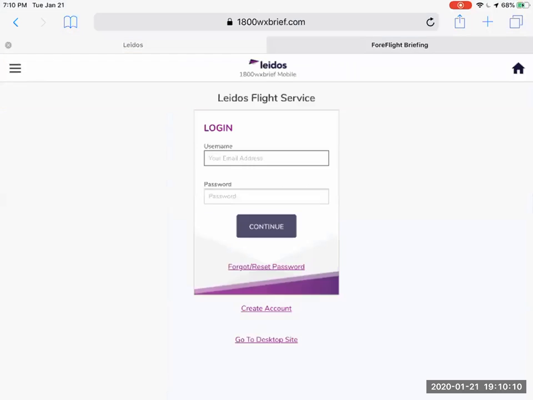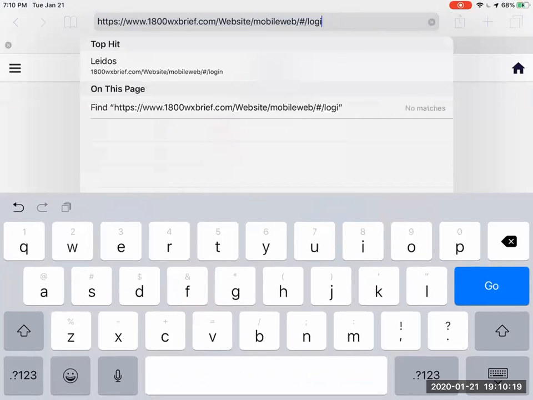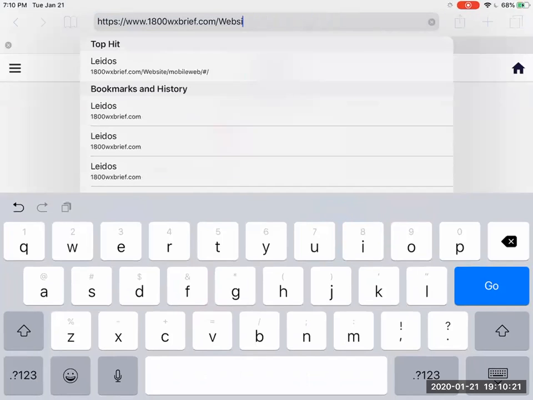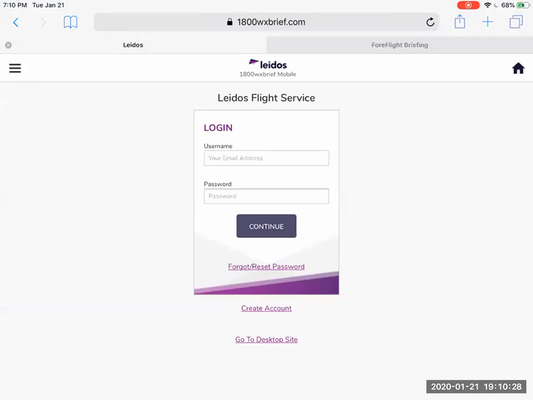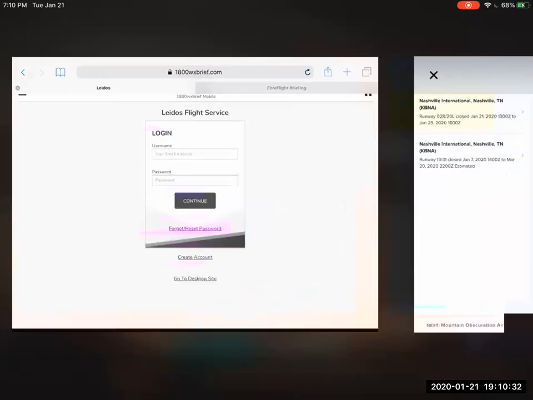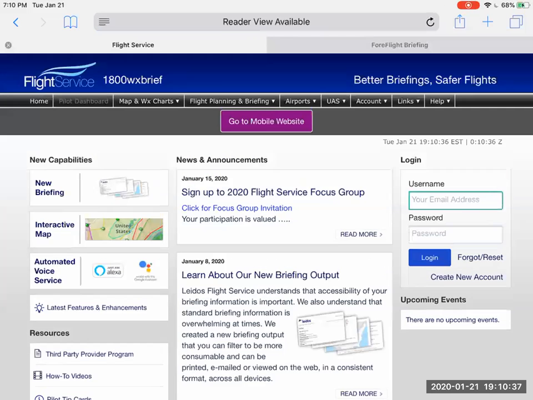So let's jump on Leidos. If anyone in here has no experience with this website, I recommend you get on basically as soon as possible. So the base website is www.1800wxbrief.com. We'll head there. If you're using a tablet like I presently am, then you're going to be sent automatically to their mobile site. I recommend instead use the desktop website, which works fair enough even on a phone.